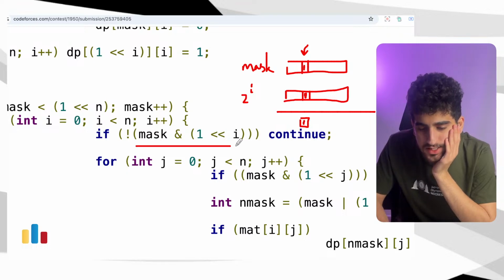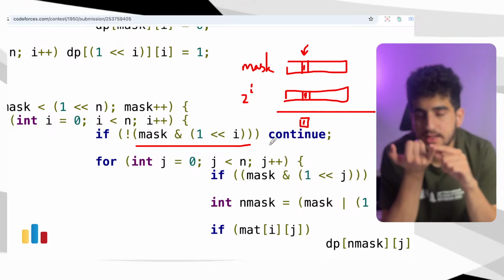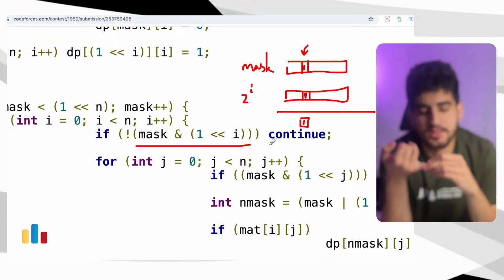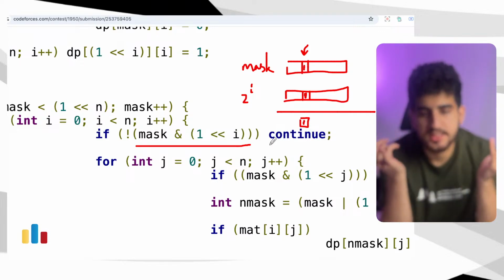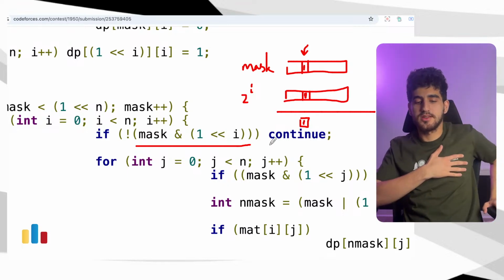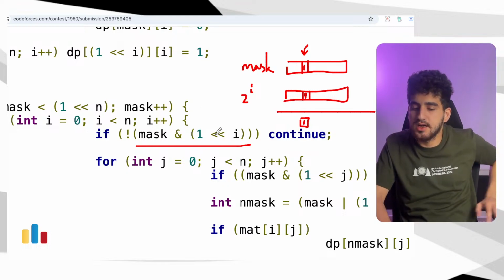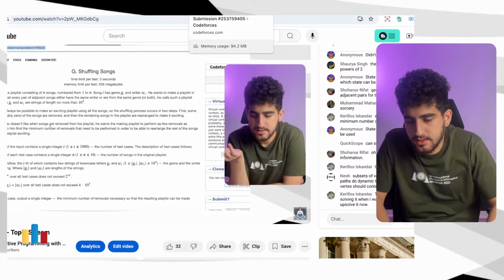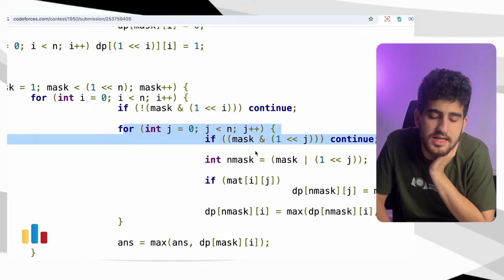So basically what this line is checking is whether bit number I is equal to 1 in mask or not. If bit number I is not 1 in mask, then we should not consider this case, because I is not even in our mask. I mean, it is not in the subset that we have chosen. So we should not consider it. But if it is, we can consider dp of mask and I. Okay, let me know if you have any questions about this. And then I say let's add another song.